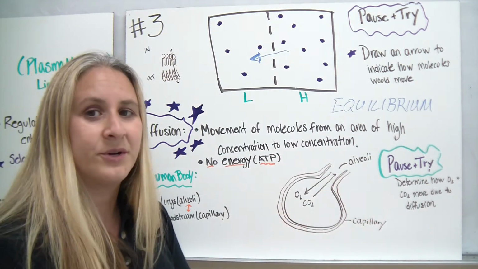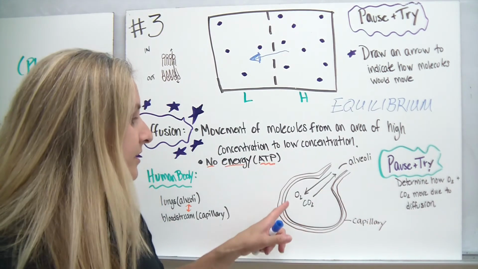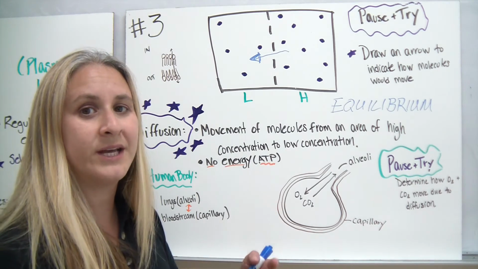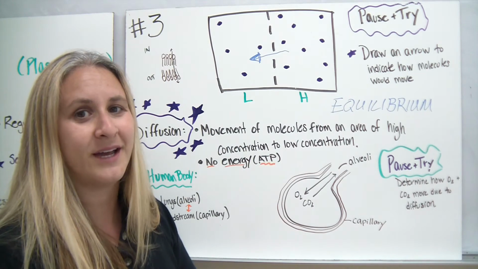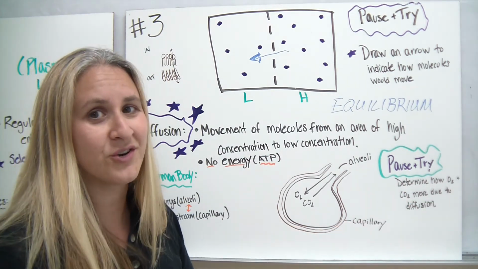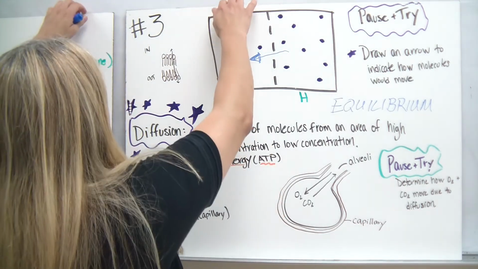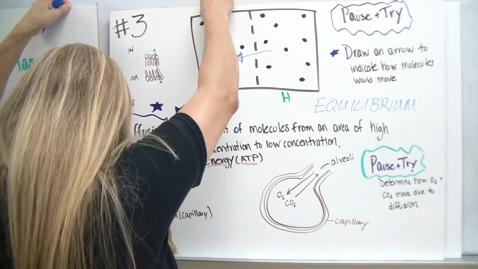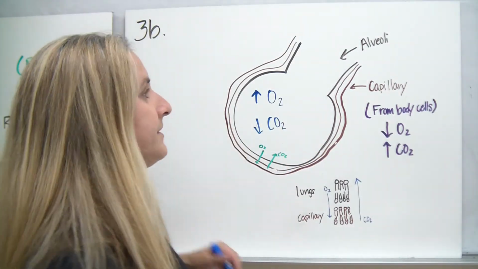So what I want you to do is pause and try, and think about which direction the molecules would move in order to get the oxygen into our body and for our body to get the carbon dioxide out back into the air around us. So pause and try and see if you can draw an arrow to show which direction they would move. Let's see how we did.